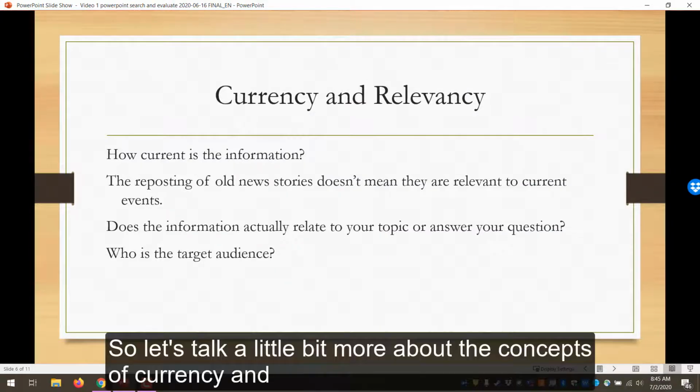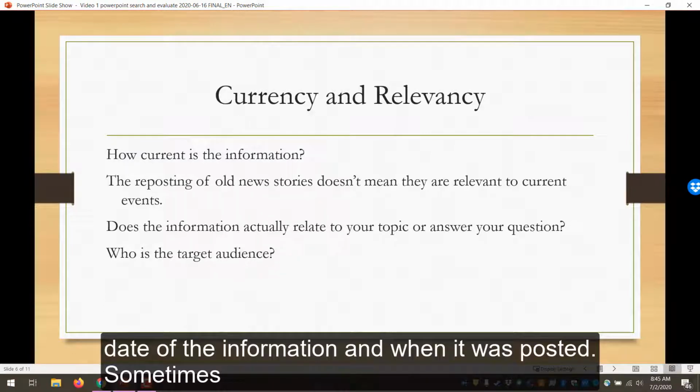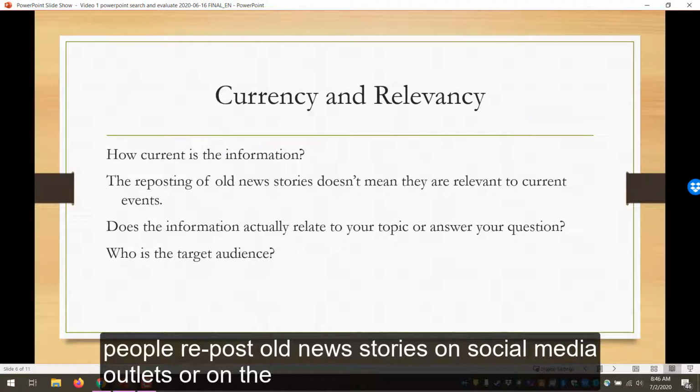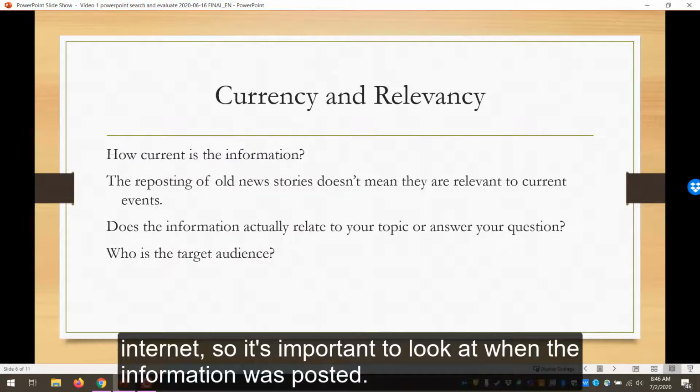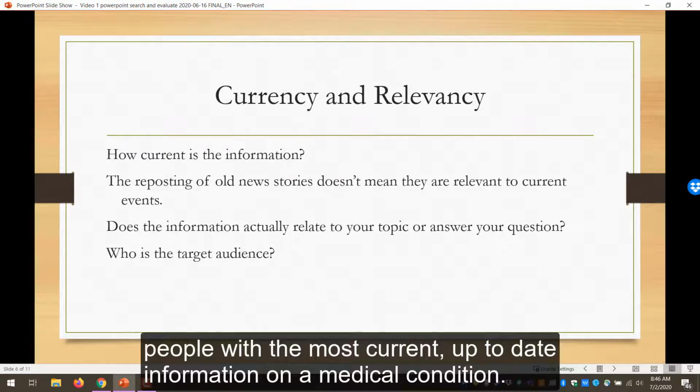So let's talk a little bit more about the concepts of currency and relevancy. For currency, we want to look at the date of the information and when it was posted. Sometimes people repost old news stories on social media outlets or on the internet, so it's important to look at when the information was posted. This is especially important when it comes to health information because we want to provide people with the most current, up-to-date information on a medical condition.